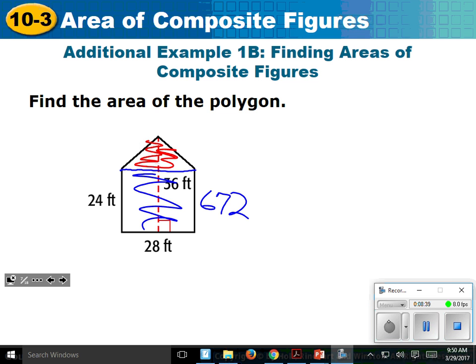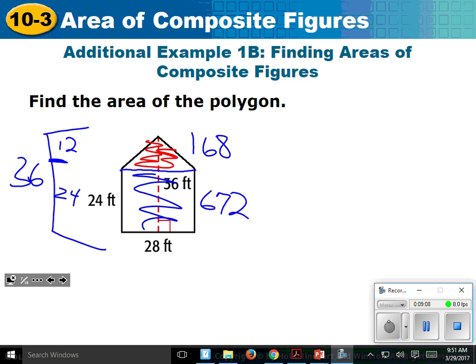The other thing then, we have to find the area of the triangle. And when we broke this down, we went from here to here. This is 24, but the whole thing is 36. So that means from here to here is 12. So now we have a base of 28, a height of 12 for the triangle. Once we broke that down, what did we come up with for the area of the triangle? What was that? 168. So we got the triangle at 168, we got the rectangle at 672. We add them together, we end up with 840 square feet.